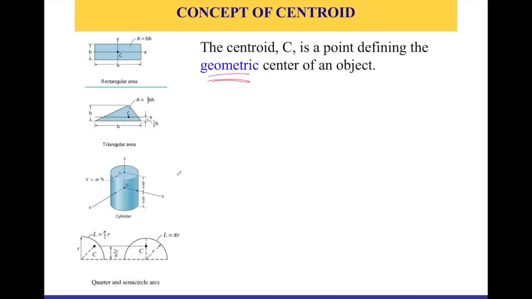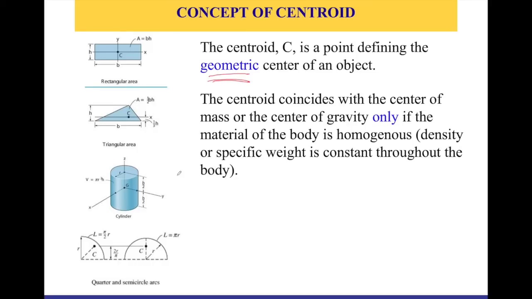So the centroid coincides with the center of mass or the center of gravity only if the material of the body is homogeneous, which means the density or specific weight is constant throughout the body. We have a condition here. That's the only condition under which we can say the center of mass or the center of gravity coincides with the centroid of the object, regardless of whether it's the area, the volume, or the length.